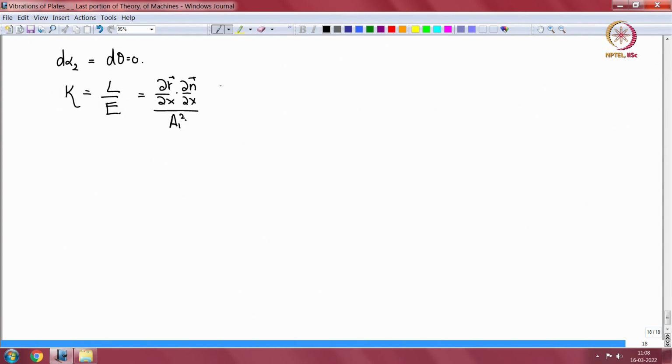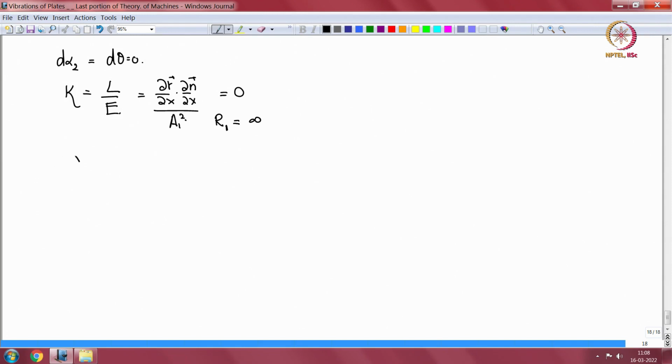Okay. Now del n by del x is 0. So this is actually 0. Kappa is 0, which means the radius in the one direction is equal to infinity, which is also true.